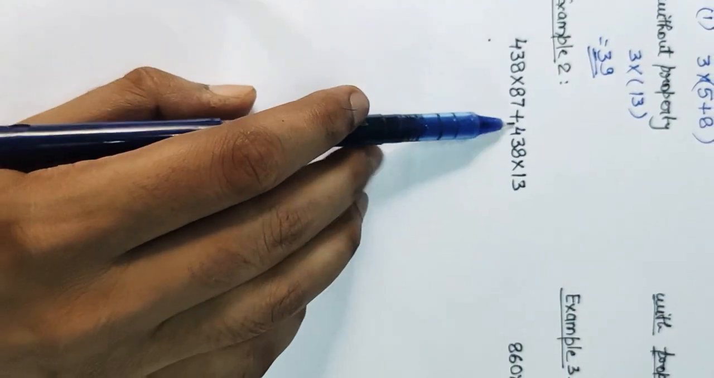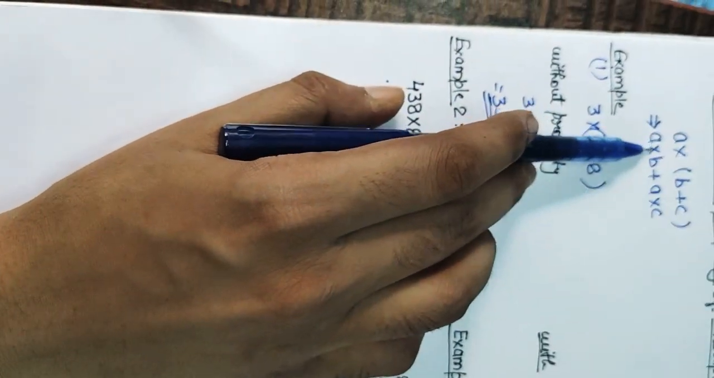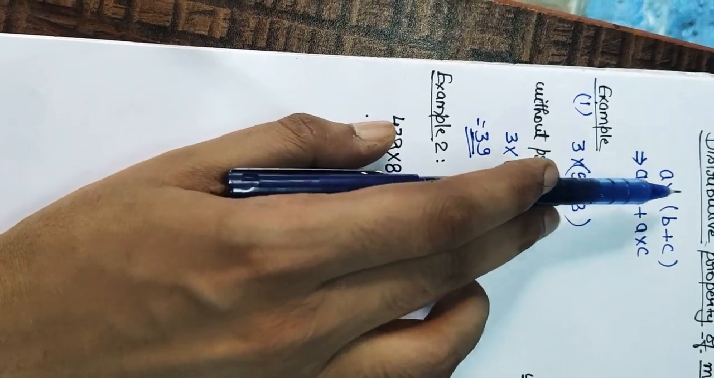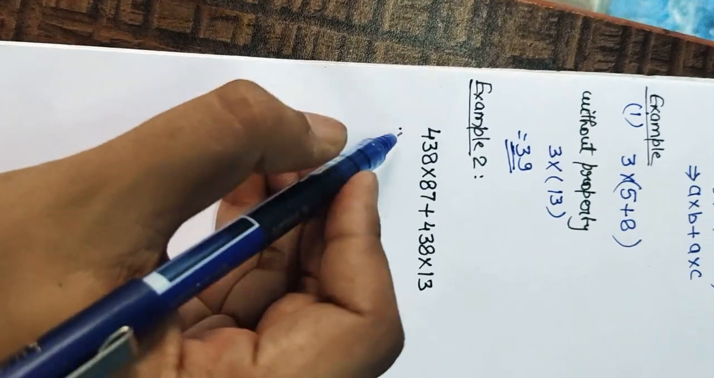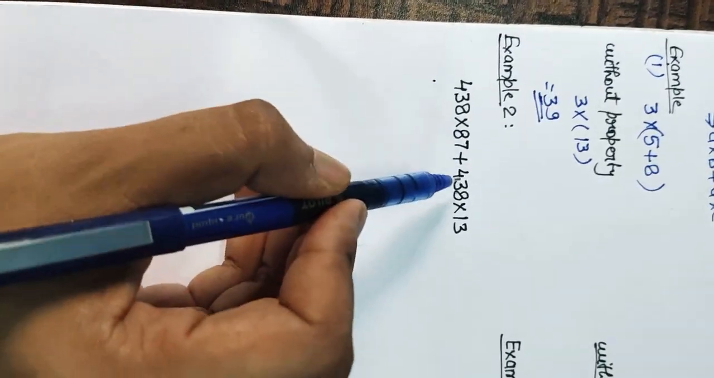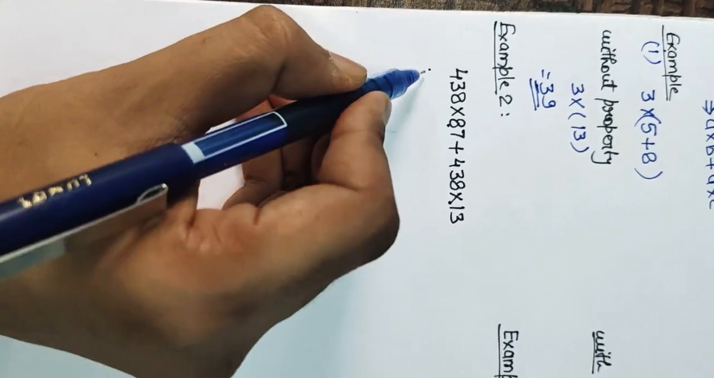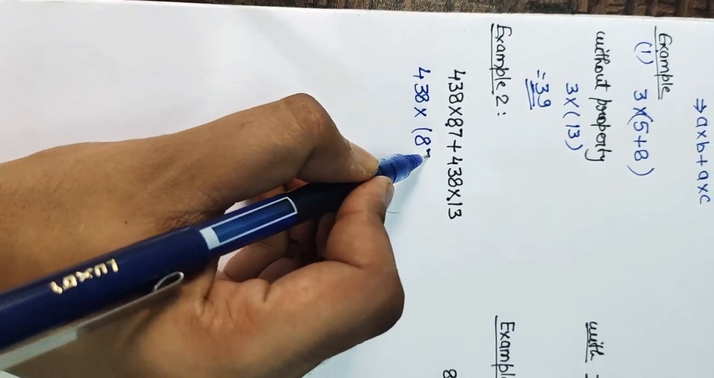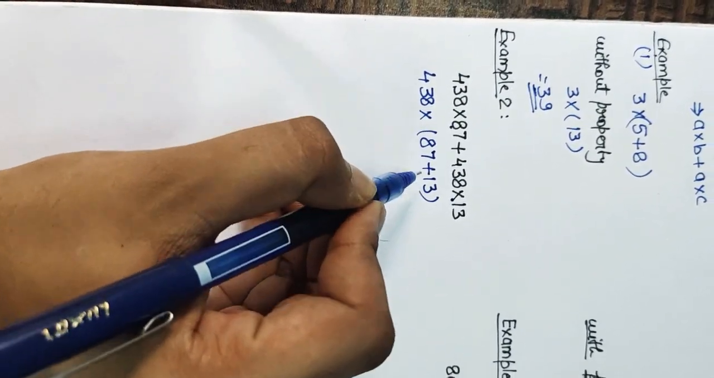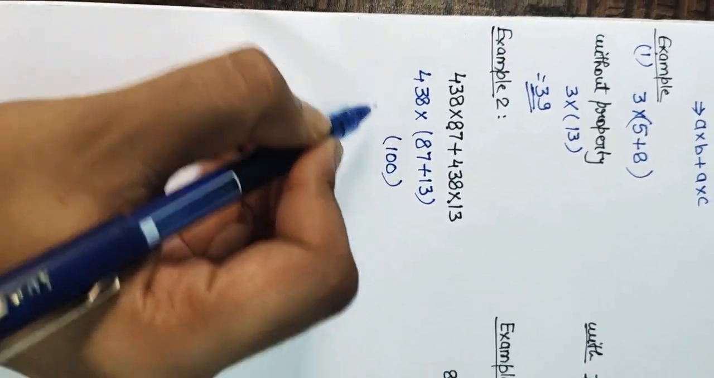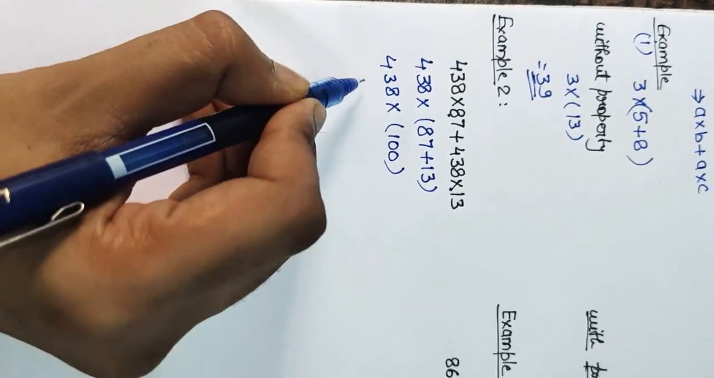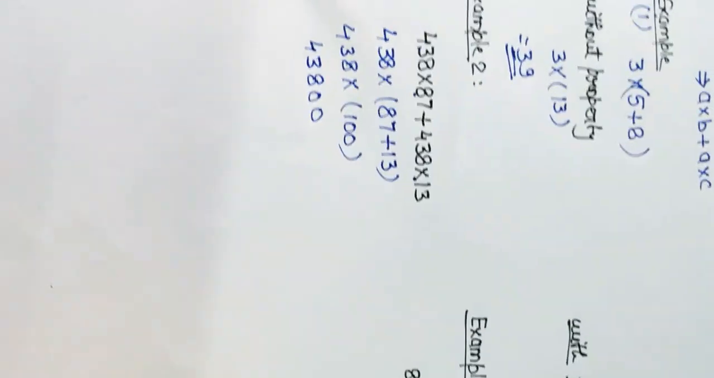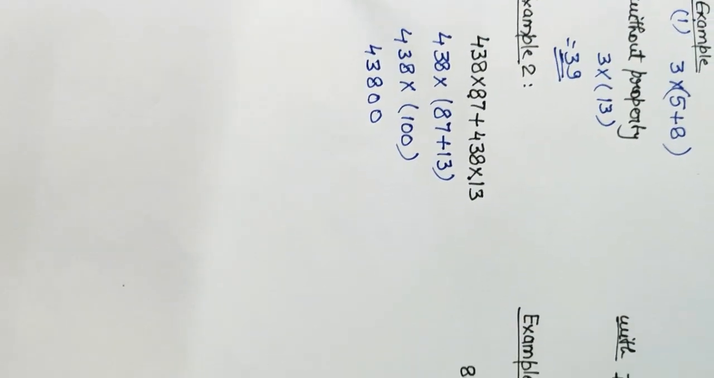So we can see this property is also used in reverse, if a is multiplied by both numbers. So we can take it as common and write this step from the second one. While using this property in reverse, we can see that 438 is multiplied by both 87 and 13. So we can write 438 like this, and inside the bracket we will get 87 and 13. Now adding these two we get 100. 438 multiplied by 100, the answer is 43,800. We can see it becomes easier this way.